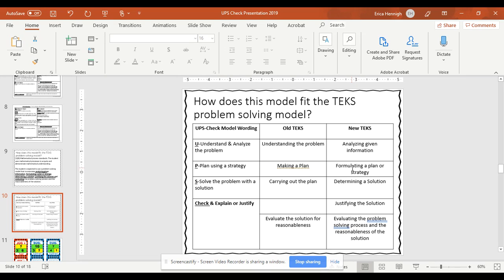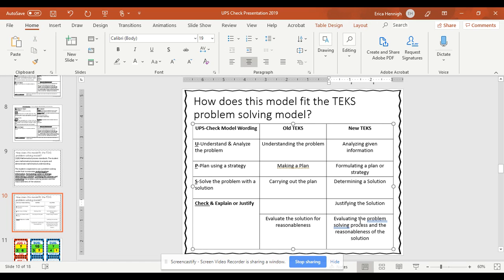So the P is using a strategy, and the new TEKS, which aren't that new anymore, say formulate a plan or strategy, and then determine a solution. That's the S box where they actually solve it. And then we have the check, which we used to just literally say check for reasonableness. Well, now we say check, justify, and explain. So we still put the check in the fourth box, and then we add a little part at the very bottom for them to write a sentence to explain themselves. So that's where UPS Check fits into the problem-solving model that the TEKS specify.